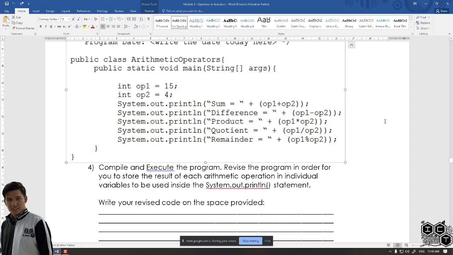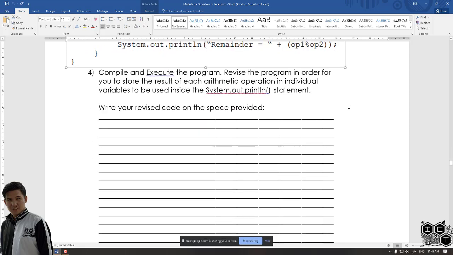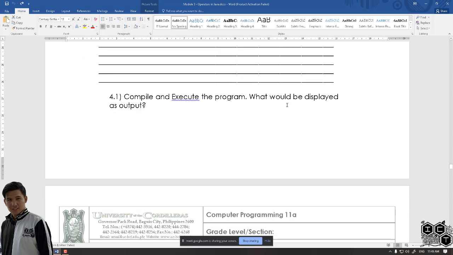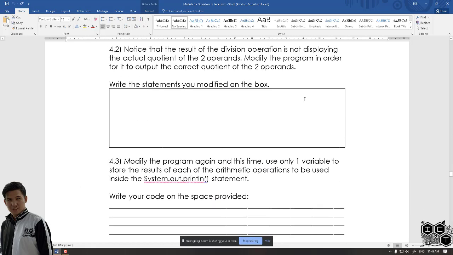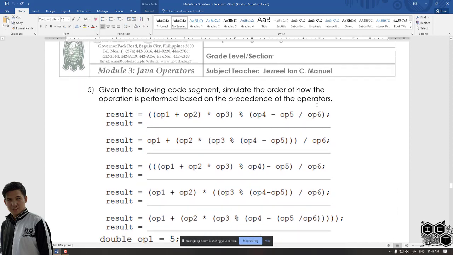So instead of you using this statement here, ang ipiprint nyo, ito na lang. Makikita ko talaga kung sino ang gumagawa dito. Okay? So ganun lang siya. Compile and execute the program. Okay? Madali lang yan. Ito.